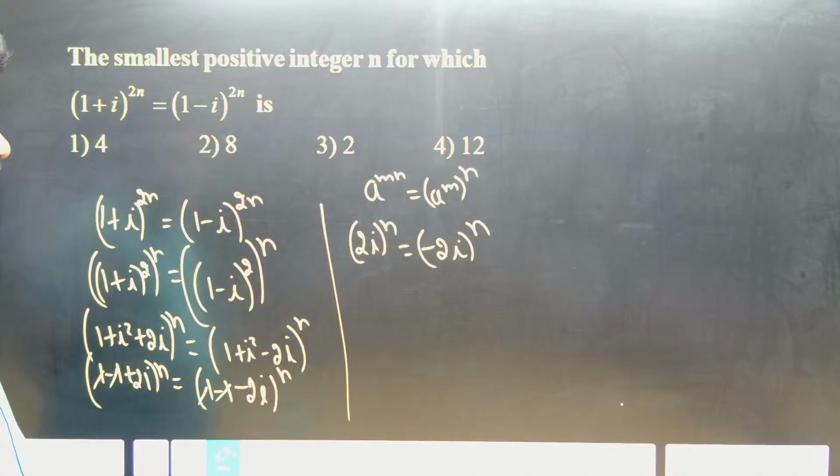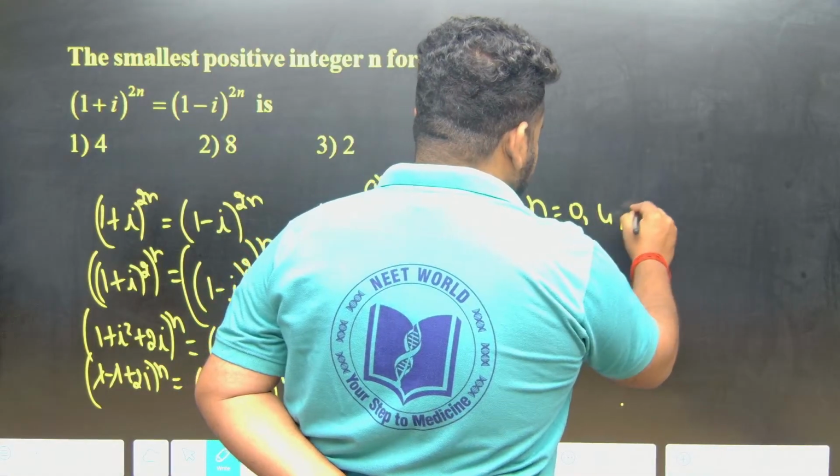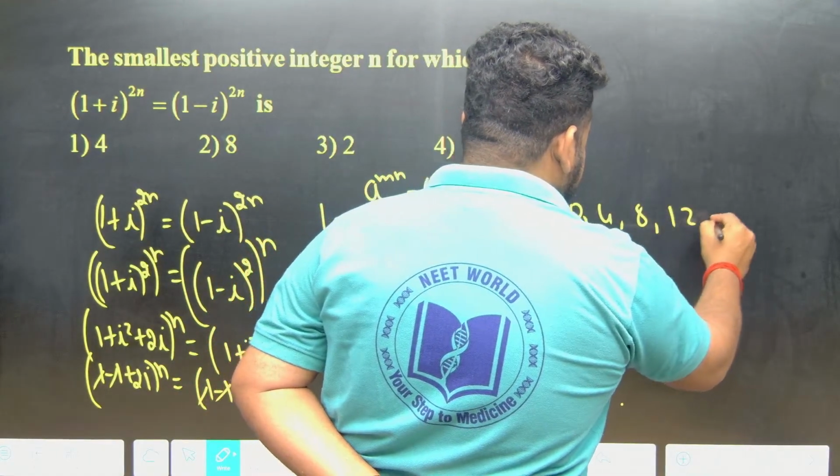So, this is possible only when n is a multiple of what? 4. n is a multiple of 4. This is possible only when the value of n is a multiple of 4. So that means n can be 0, 4, 8, 12, and it should go on like that.